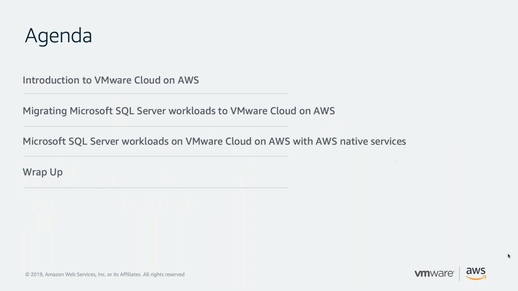So the agenda we're going to be covering today: an introduction to VMware Cloud and AWS, then a discussion about the migration of Microsoft SQL Server workloads to VMware Cloud and AWS. And then we're going to be going through a fascinating architecture of MS SQL workloads on VMware Cloud on AWS, integrated with AWS native services.